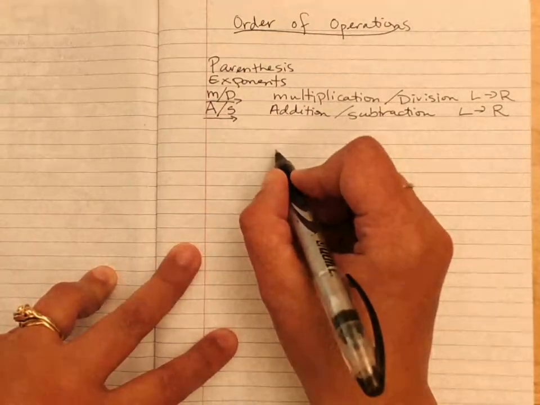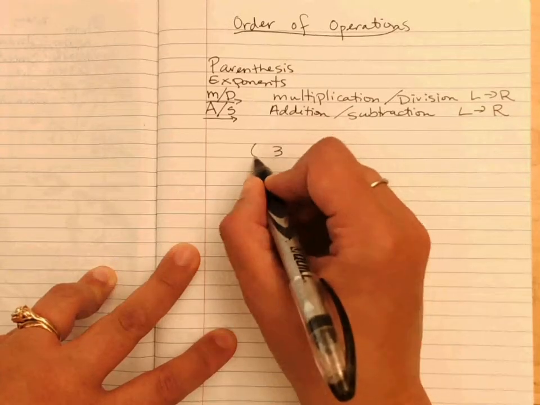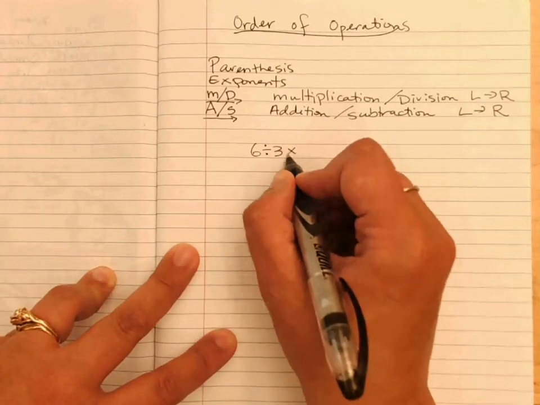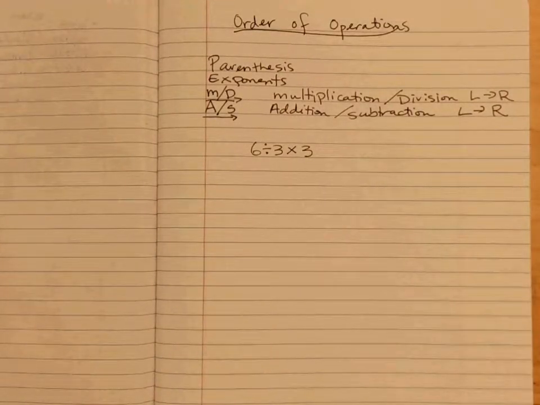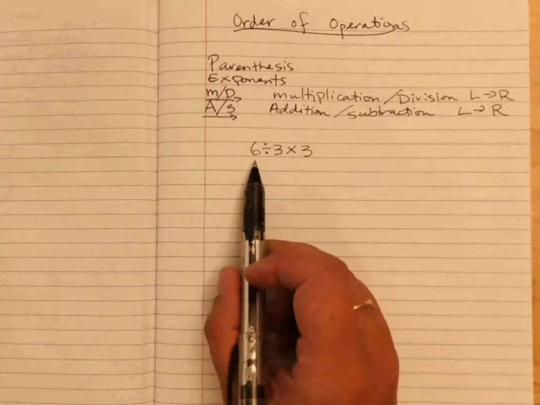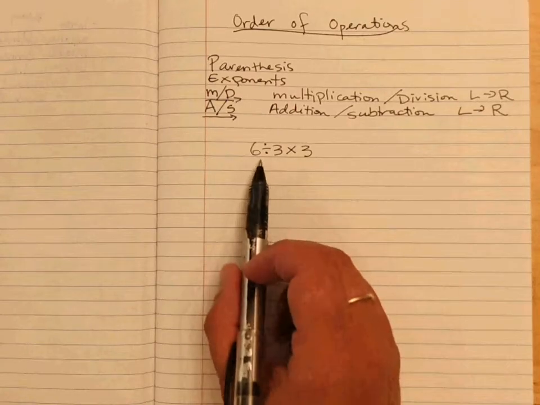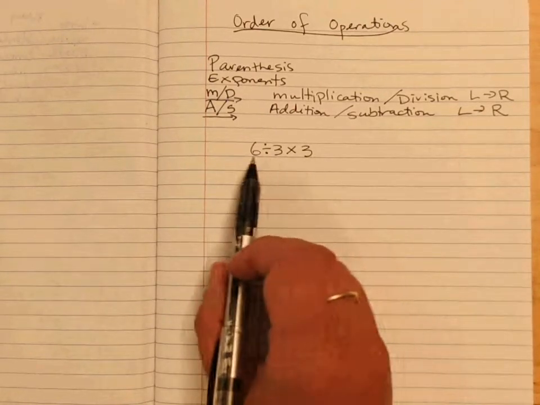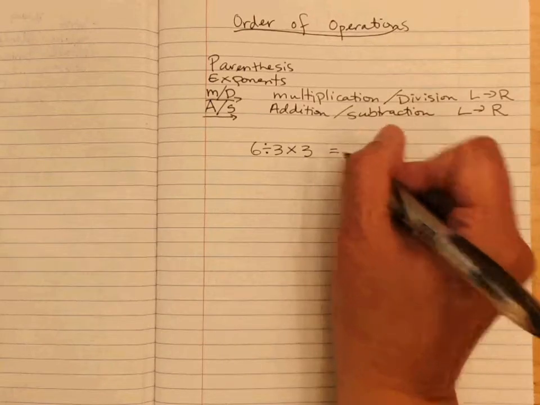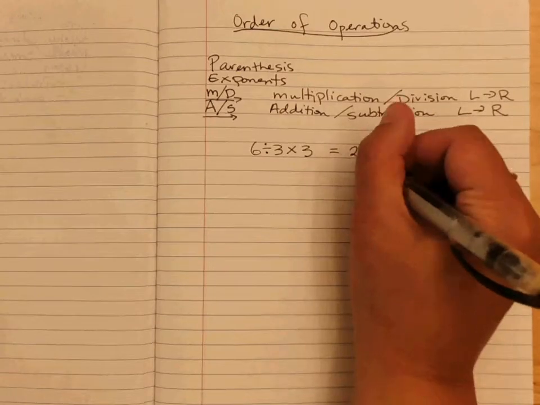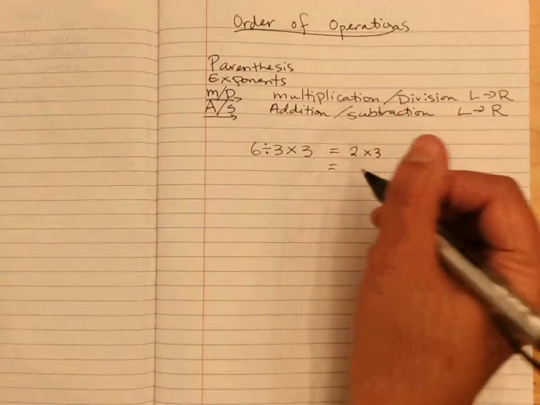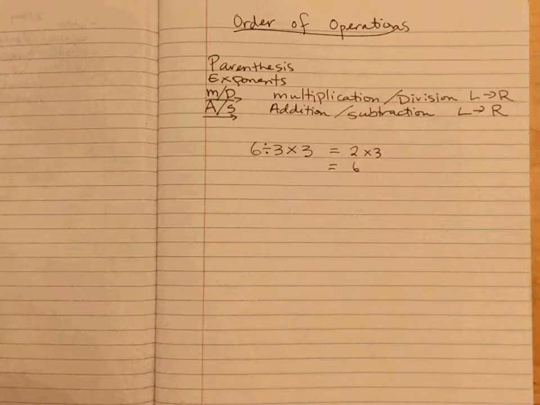So let me give you an example. Let's say I have 6 divided by 3 times 3. A lot of people have learned, they think that the multiplication will go first, and in fact, when we have division mixed with multiplication, we go left to right. So if we go left to right, we go 6 divided by 3 first, which is what? And then we go 2 times 3, which is 6.